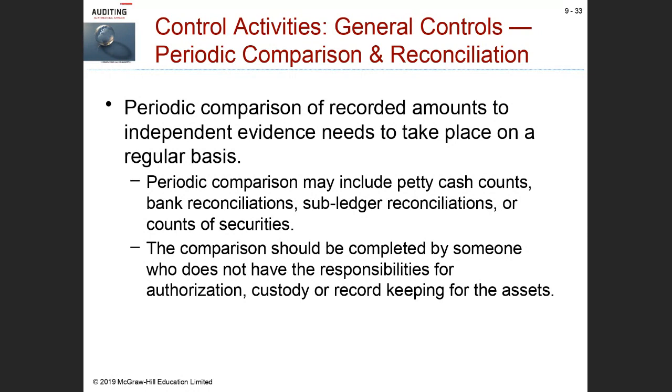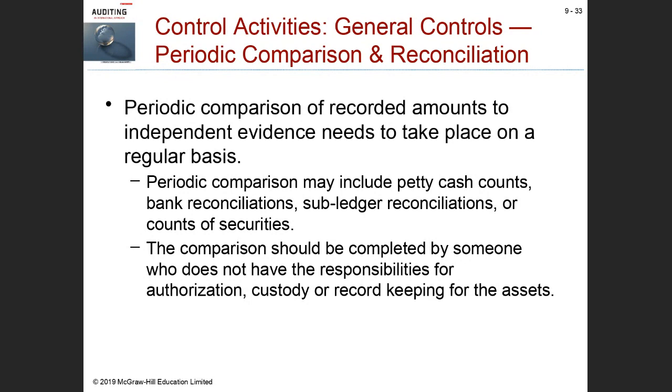Right? Or on a smaller scale, let's take our petty cash, the petty cash fund that companies have. Let's actually count the amount of cash and see how that compares to what we have recorded as petty cash. Let's do our proper reconciliations each month.